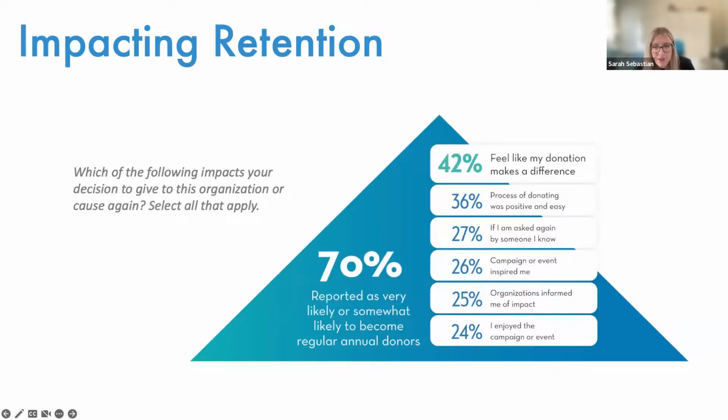Consider making some of them event ambassadors to form connections with new supporters, and include that storytelling, those testimonials, and even a video recap showing the fun people had at your event. Share the impact, because 70% of people said they are somewhat likely or very likely to become regular donors. So they are primed to become those repeat donors with your organization.